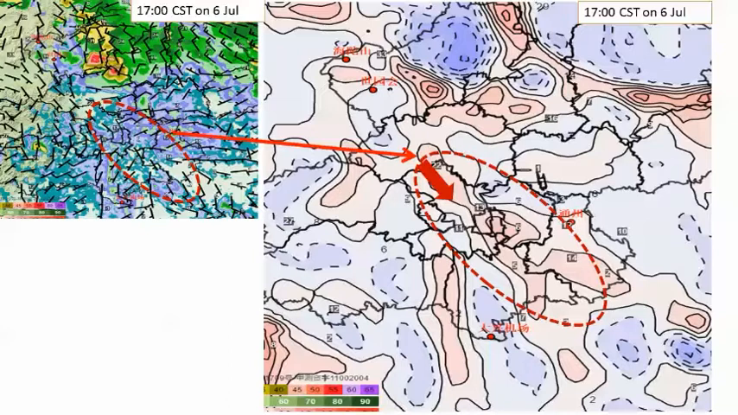In the early stage of the multi-cell development, pay attention to the red dashed line. This is the same area, which shows the convergence and high moisture gradient. The storm developed and propagated along the boundary layer convergence zone. Don't you think so?